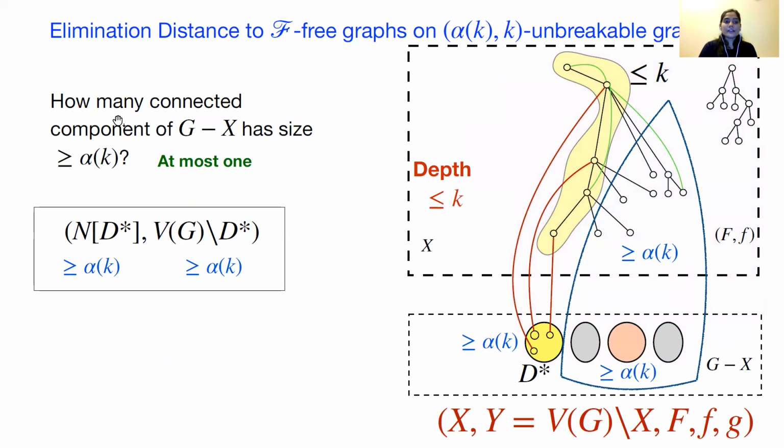Okay. So first, let me ask this question: how many connected components of G minus X have a size at least alpha k? X here is my modulator, which is the final solution, a hypothetical solution. The claim is that, for now, it should be at most one. We will come to the uniqueness in a while, but for now we want to prove that it is at most one. Suppose there are two connected components which have size at least alpha k.